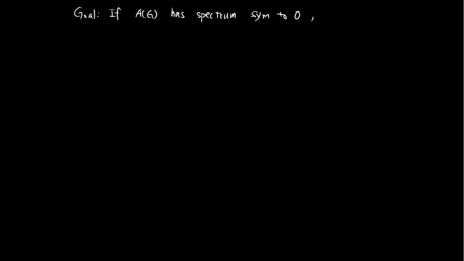So suppose there is a graph that we don't know, but suppose we know the spectrum of the adjacency matrix, and we know it is symmetric to 0. Then G itself is bipartite. So that means just by looking at the spectrum, you can tell some property of the graph. That's kind of the spirit of spectral graph theory. So now we are going to see why this happens.